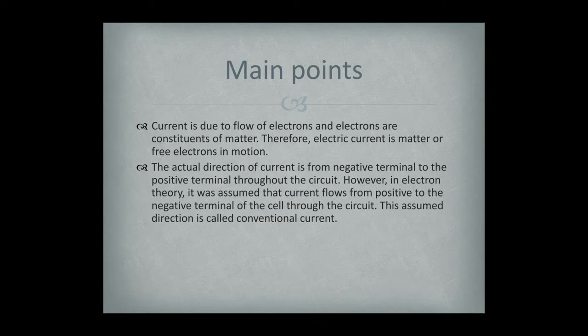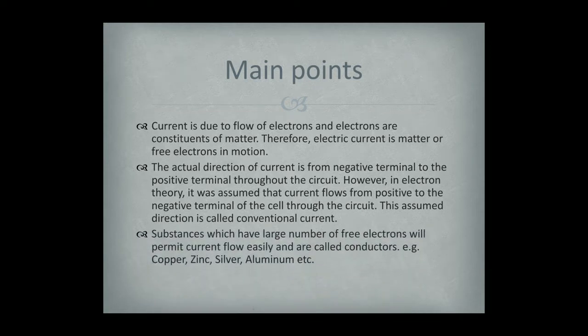So here we have divided electric current into two categories. The first one is the electronic current, which is due to the motion of electrons, and the other one is conventional current, which is due to the motion of positive charges. Substances which have a large number of free electrons permit current to flow easily and are called conductors. For example, copper, zinc, silver, aluminum, these are all conductors.